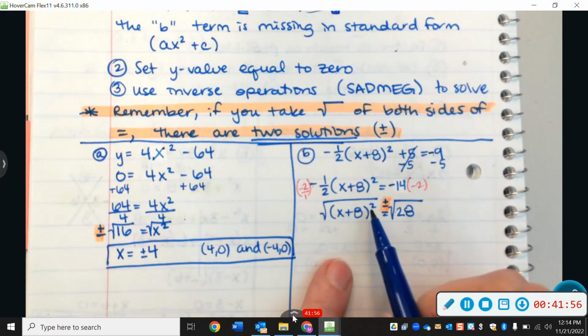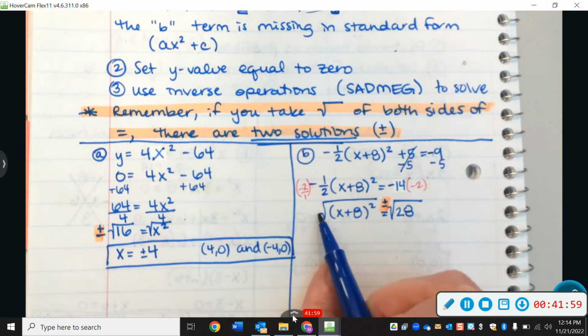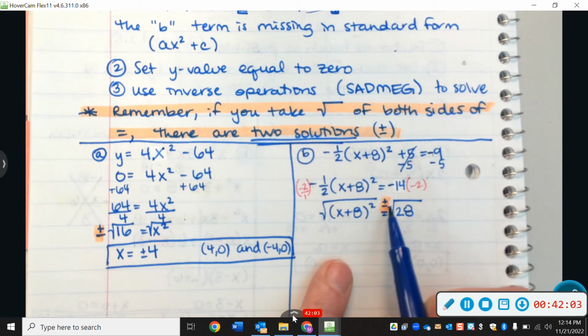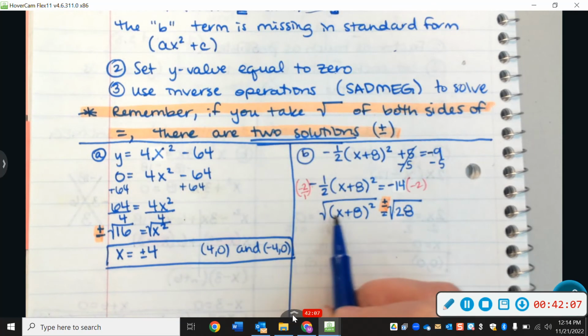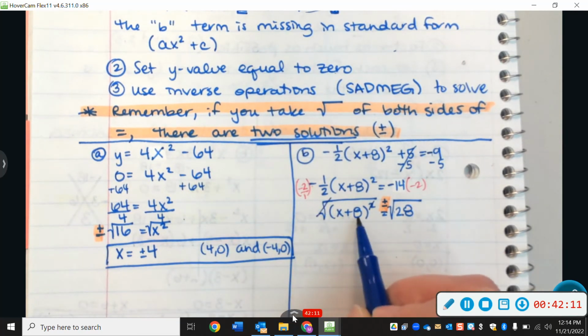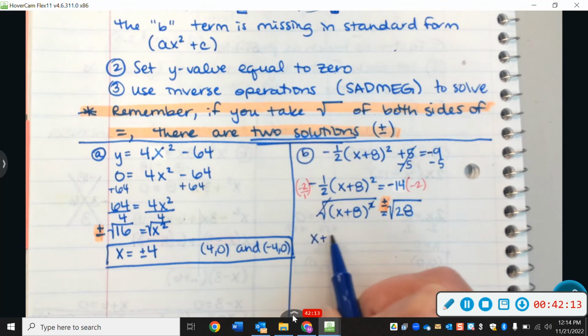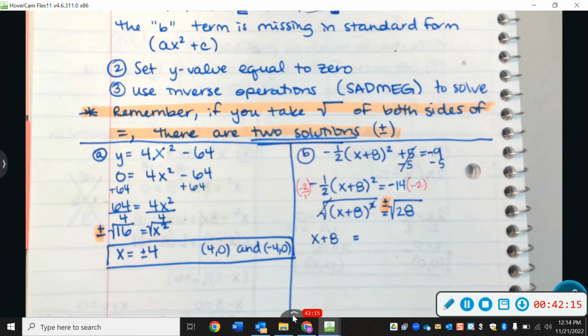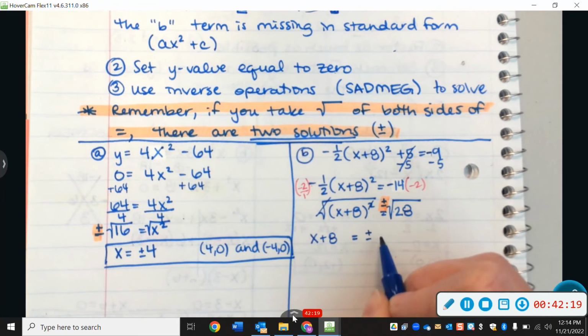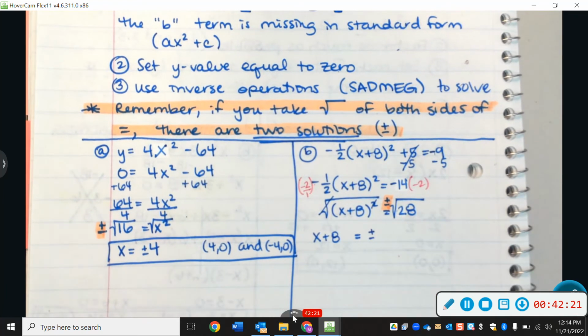So we were at the step now where we were undoing that exponent by taking the square root of both sides, and we just need to remember there's two possible solutions that come from that. So if I write out what I have on this side of the equal sign now, square roots and squares cancel each other out. So I'll have x plus 8 on that side of the equal sign. And then I'm going to have a positive and a negative square root of 28.